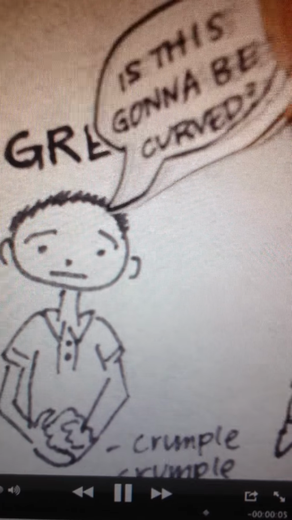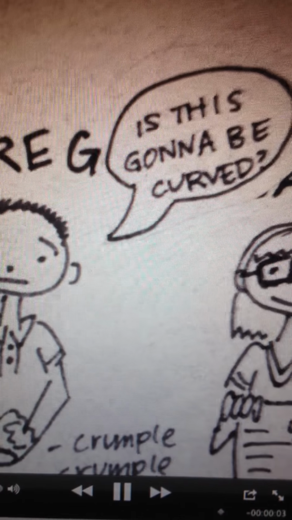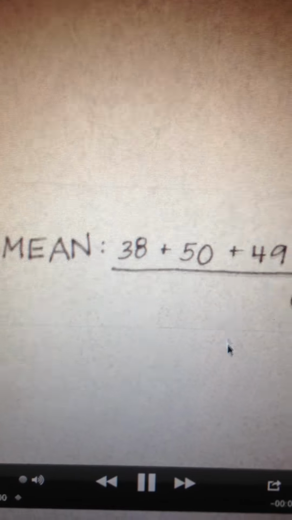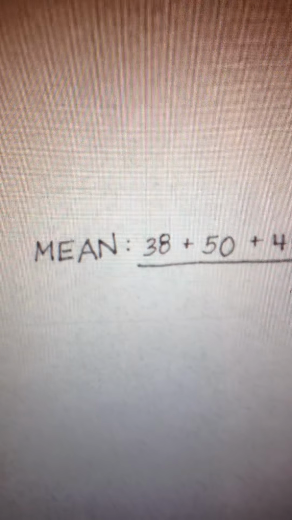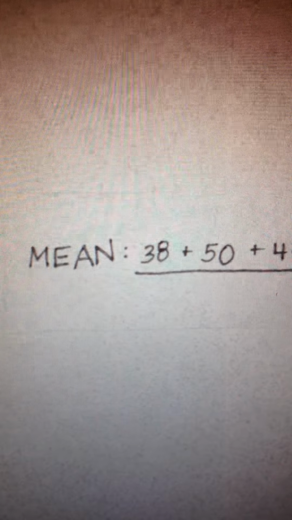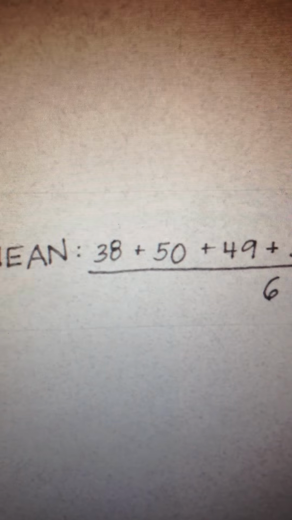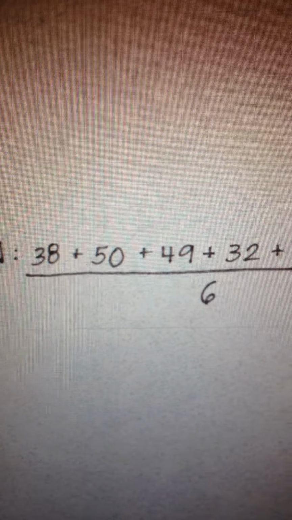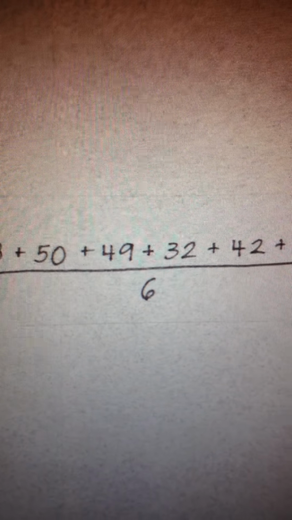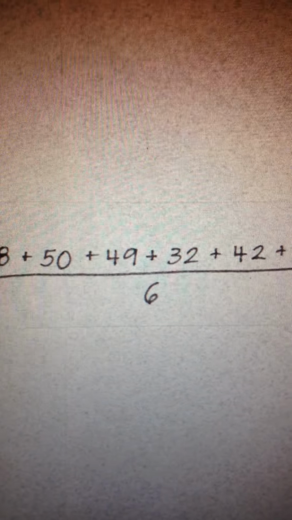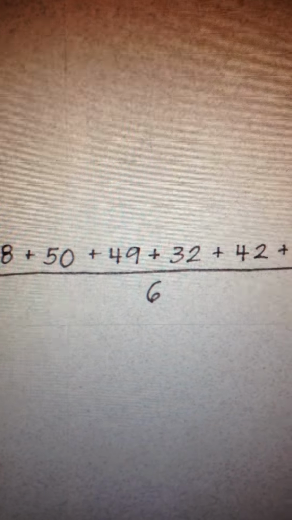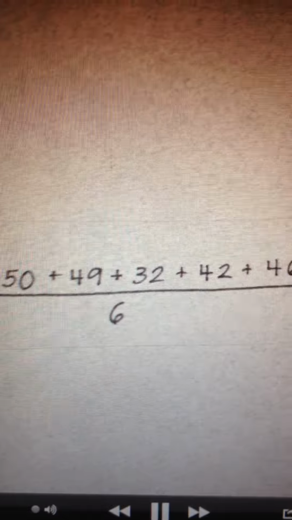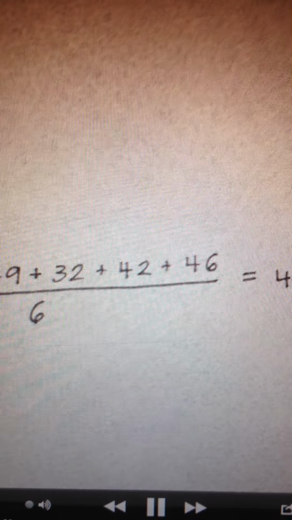Greg isn't happy with his score, so he asks if the test will be curved. In order to establish a normal distribution curve, you need to first find the mean, or the arithmetic average of a set of numbers. This can be done by adding up all the test scores and dividing by the number of tests. In this case, I added 38, 50, 49, 32, 42, 46, and then divided by 6. This gave a mean of about 43.